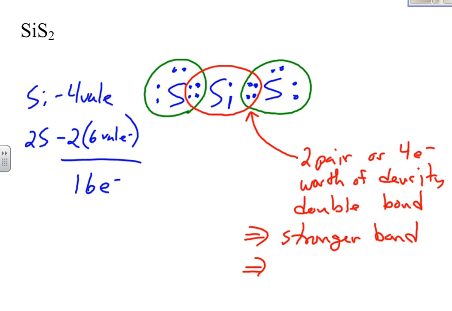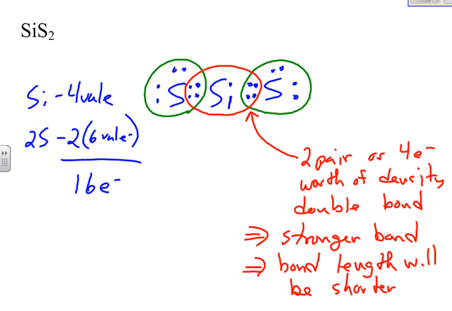So the bond length will be shorter. Right, so when you make a double bond, the bond length will be shorter than what a single bond would be between the same 2 elements, or atoms of the same 2 elements.